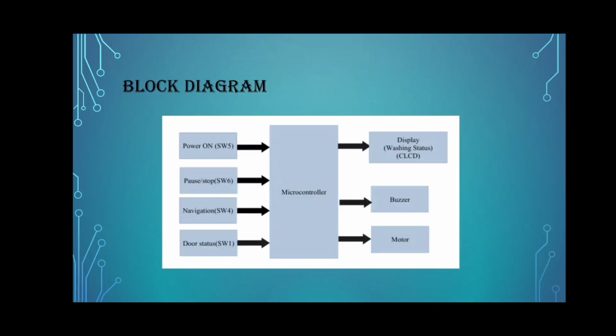Block diagram: power on switch SW5, push or stop switch SW6, navigation switch SW4, and door status switch go to the microcontroller, which displays the washing machine status on the LCD, and drives the buzzer and motor.